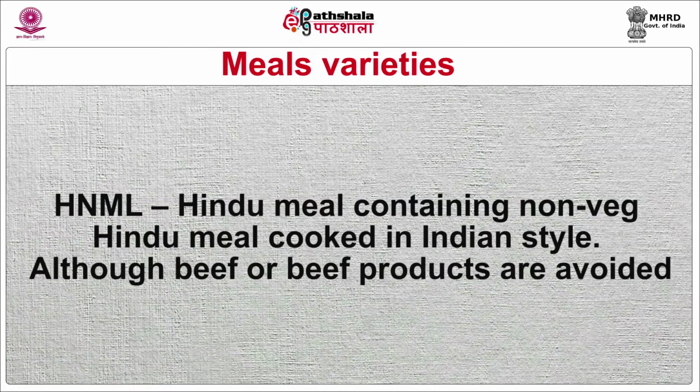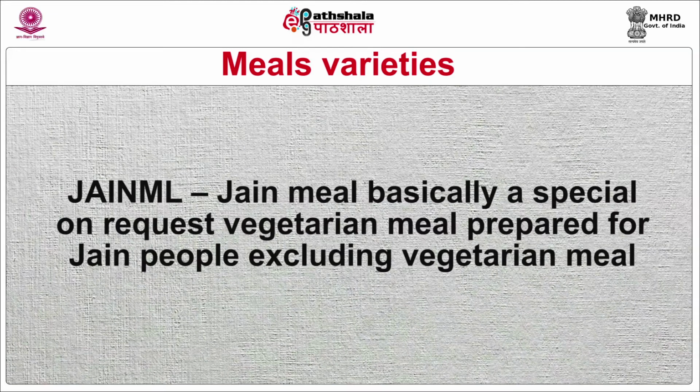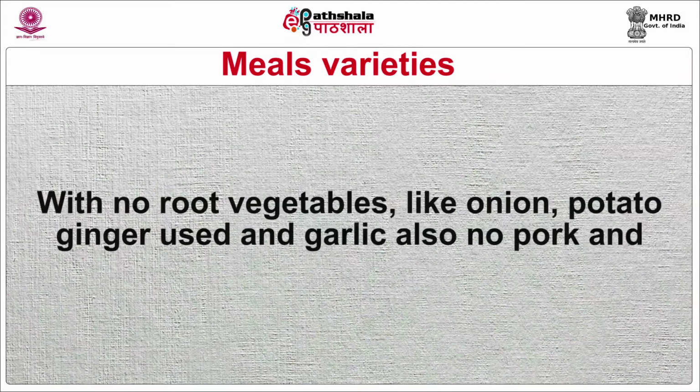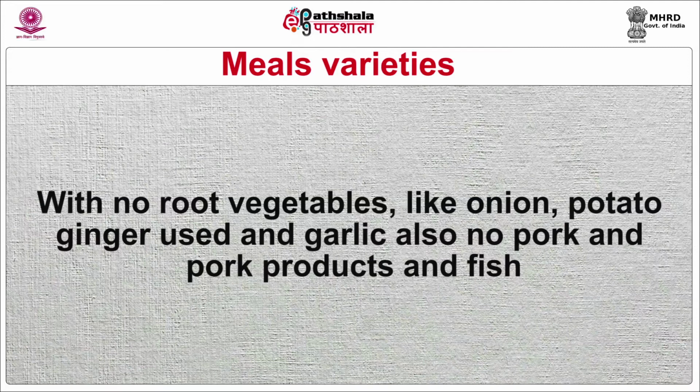The next one is HNML in capital letters, that means Hindu meal, a non-veg Hindu meal cooked in Indian style, although beef or beef products are avoided. Then the next one is JAINML. Jain meal, basically a special on-request vegetarian meal prepared for Jain people, excluding root vegetables like onion, potato, ginger and garlic. Also, pork and pork products and fish are avoided.